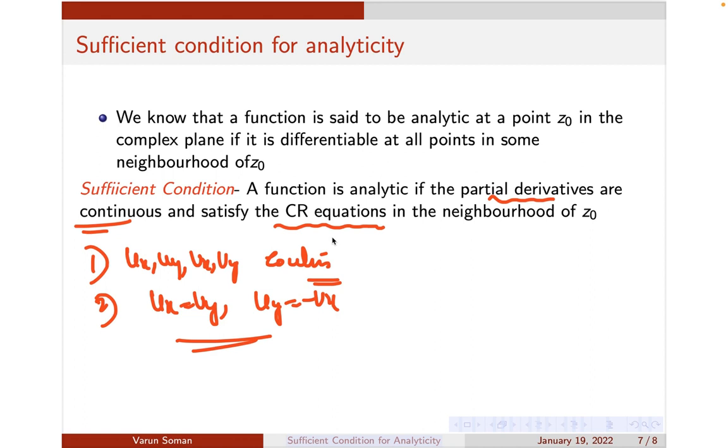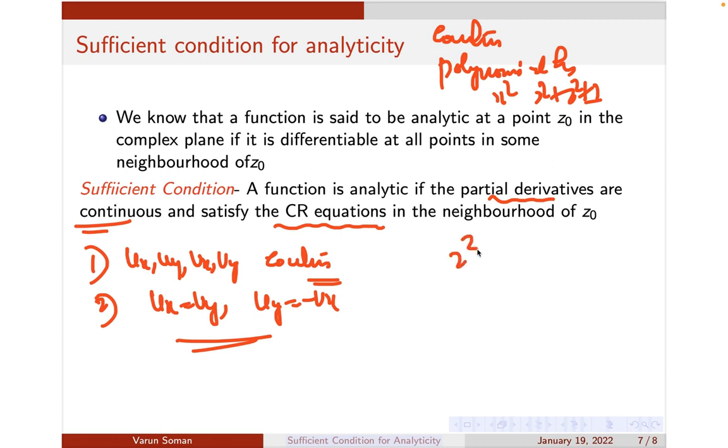So you just have to check the Cauchy-Riemann equations and also whether the functions are continuous. There is nothing much to check because usually you should have an idea of continuous functions. So which functions are continuous? All polynomial functions are continuous, like z square or z square plus 1. All polynomial functions are continuous and differentiable. All rational functions are continuous and differentiable except at points where the denominator is 0. For example, z square plus 1 by z minus 2 is continuous except at z is equal to 2, because the function is not defined there.